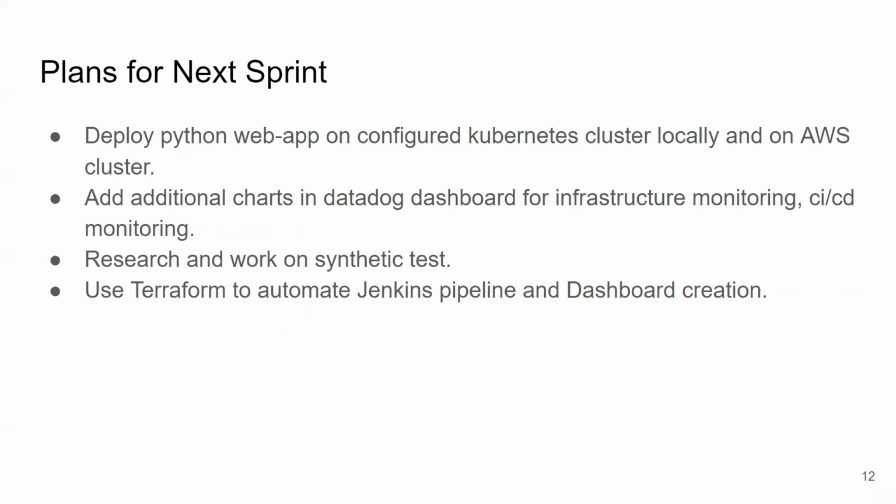These are the tasks for the next sprint: to deploy the application on the configured Kubernetes cluster locally and on the AWS cluster, to add additional charts to the Datadog dashboard for infrastructure and CI/CD monitoring, to research and work on the synthetic tests, and the last one would be to use Terraform to automate the Jenkins pipeline and dashboard creation.